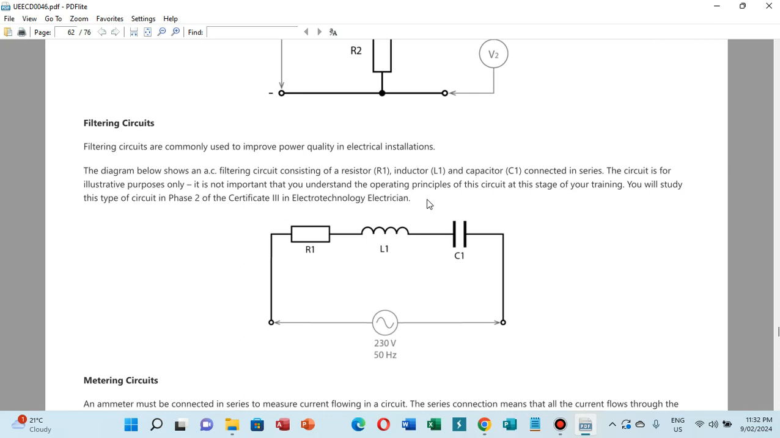Filter circuit means that we can use a filter circuit. It includes the resistor, inductor, and the capacitor. Those are the filter circuit.